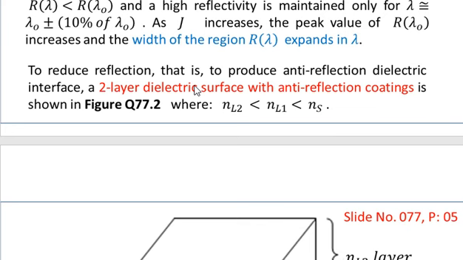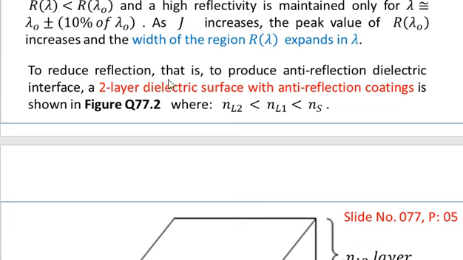To reduce reflection, that is, to produce an anti-reflection dielectric interface. For example, sometimes we need in optical systems an optical component that should have an anti-reflection coating so that the transmission could be maximum and the reflection minimum. Such dielectric materials can be used as output laser couplers, because there we want to enhance the transmission power of the laser system in a controlled way and minimize the reflection. Or, for example, when you are designing camera lenses, such anti-reflection coatings can be very useful.